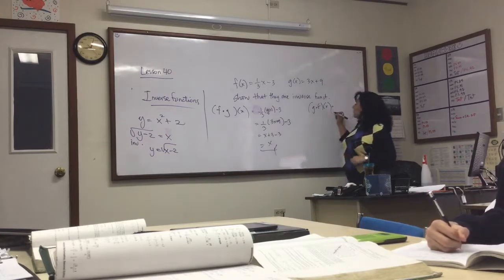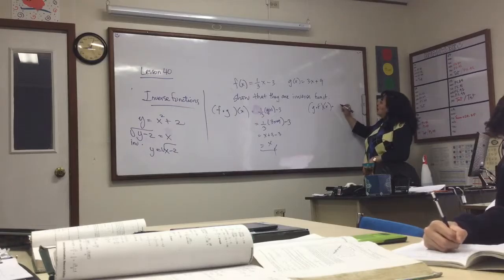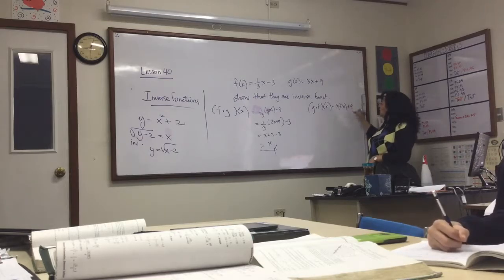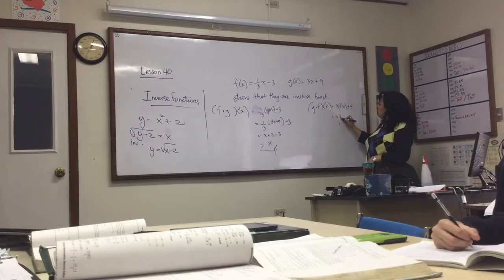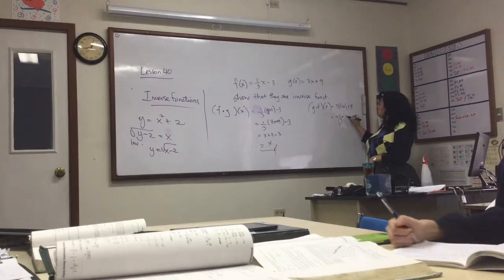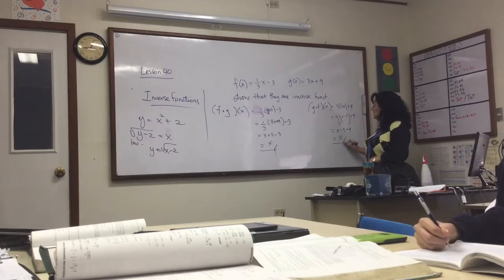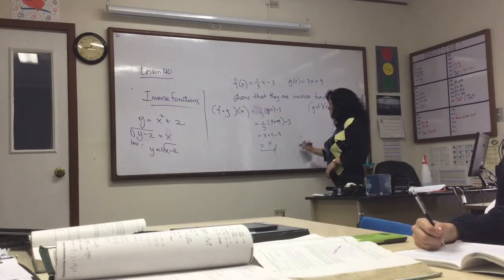Now let's do this one. This would be 3 times f of x plus 9, right? Which is 3 times 1/3 of x minus 3, plus 9. This is x minus 9 plus 9. This is x. Therefore, they are inverse functions.